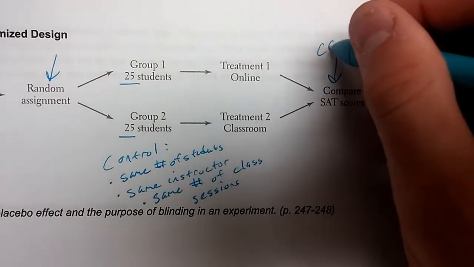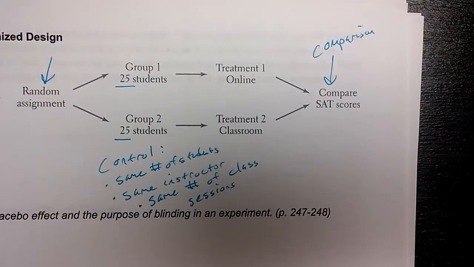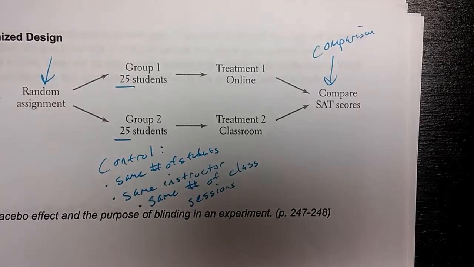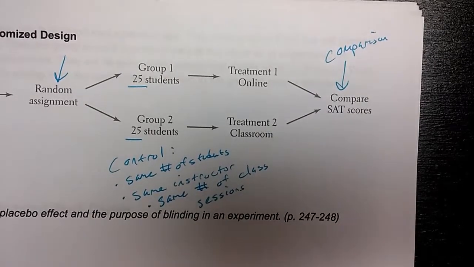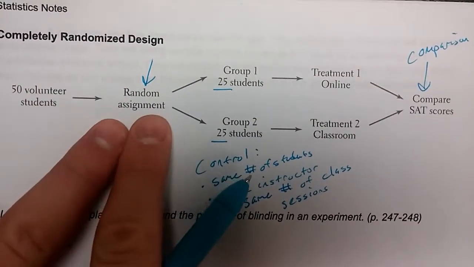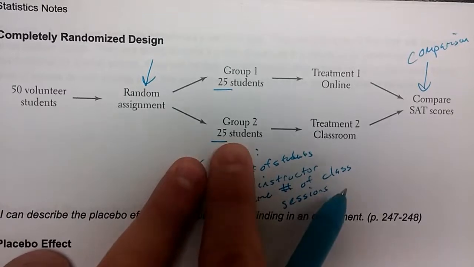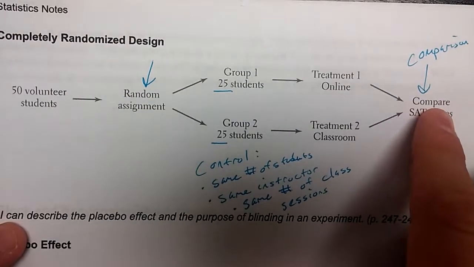The last part here, comparison. You compare the 2 SAT scores. Look at their center, look at their spread. Is there a big difference? Is it statistically significant, which we'll talk about in the next video? And that's how you essentially do a completely randomized design. So sample your students, random assignment, control for everything but the treatments. So that could be number of students, that could be the instructor, could be the setting, number of actual students in the class. Compare at the end.